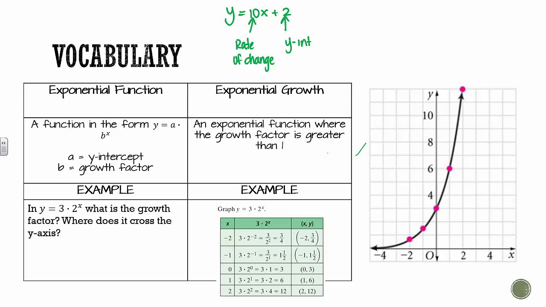So if I gave you a story like there was 2 people in a room, that's our y-intercept, and then it grew by 10 people every minute. You would add 10 people every time. That's our rate of change.